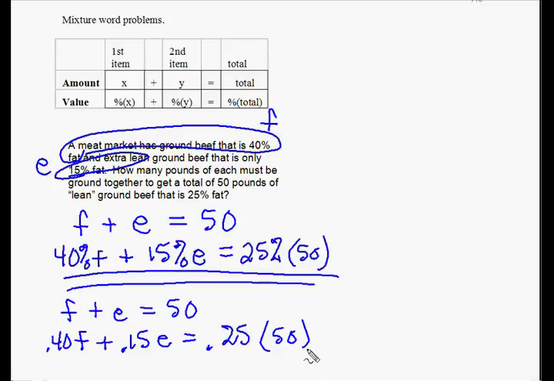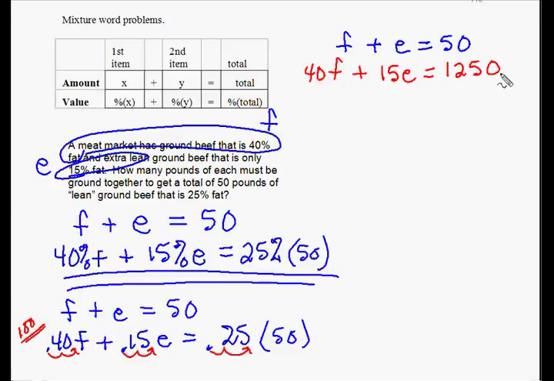Now again, I'm going to clear out the decimals to try and make my life a little bit easier by multiplying by 100. 100 will move the decimal 2 places. So all that I have done is multiplied by 100 to this equation, and it has moved the decimal 2 places. Rewriting those two equations over here, we have the first one, F plus E equals 50, and when I multiply out that 0.25 that was multiplied by 100, giving me 25 times 50, I get 1,250.